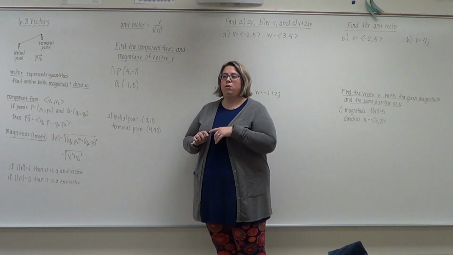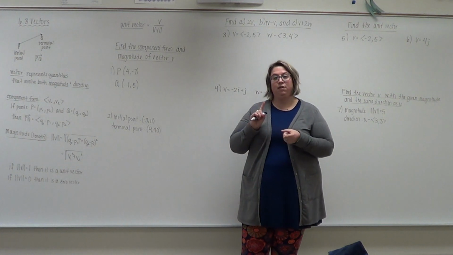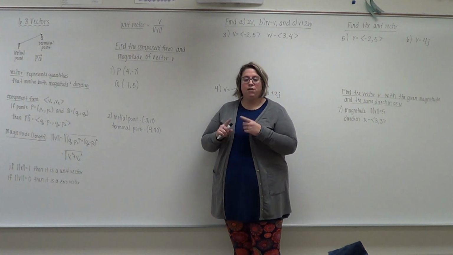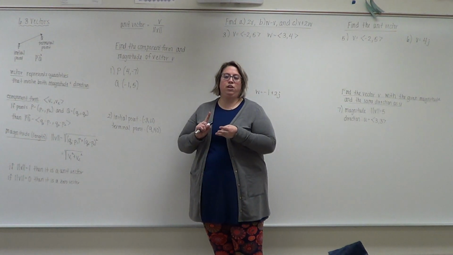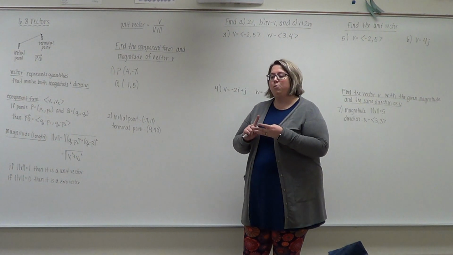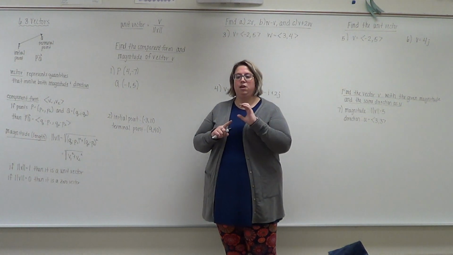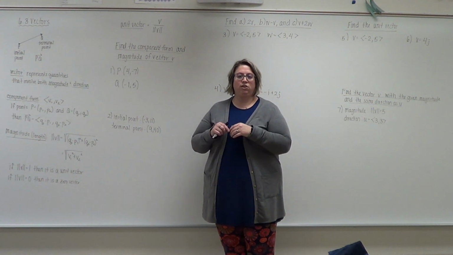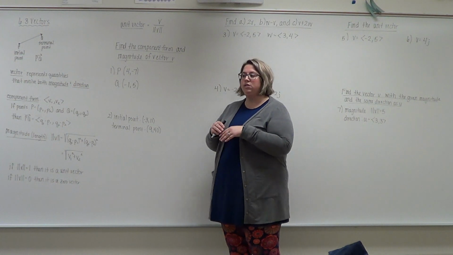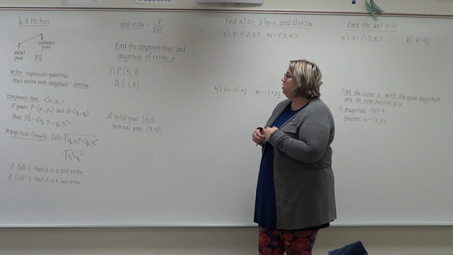So what we're going to talk about with vectors, we're going to be real basic. How to find the component form if you're given 2 points. How to find the magnitude. How to find the unit vector. What do you do if you want to find a vector in this direction that has a different magnitude. How you find vectors that way. We're not going to go in real big detail, just the basics.